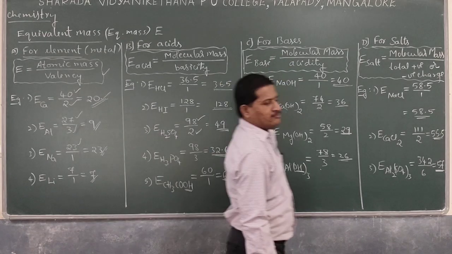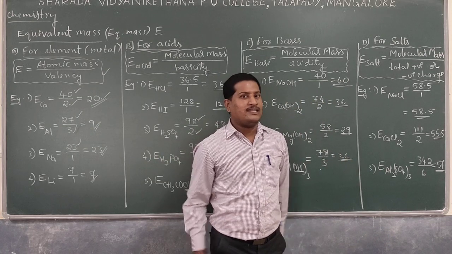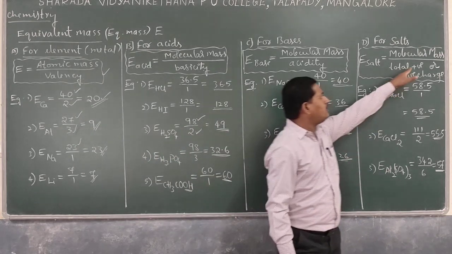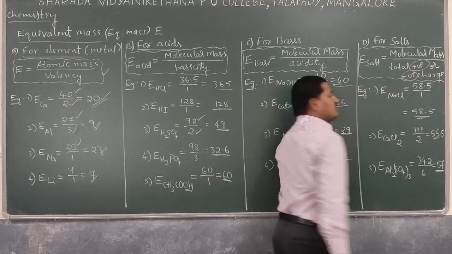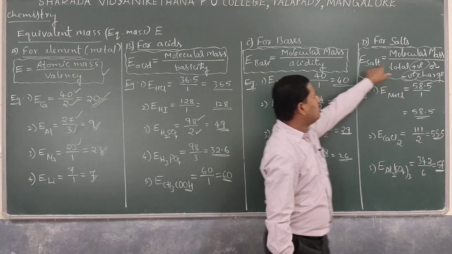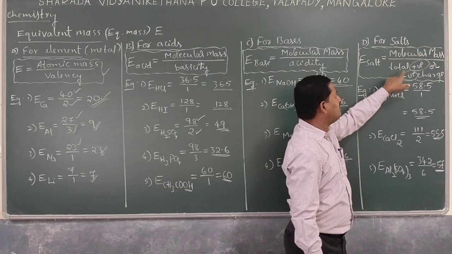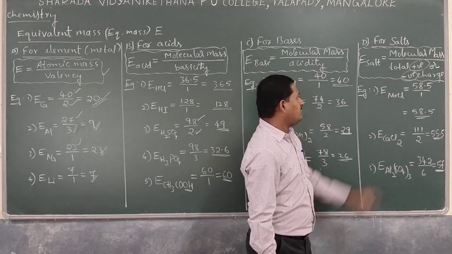Next comes salt. For salt, the number of replaceable hydrogens and acidity or basicity are not considered. There we have to look at the total positive charge or negative charge present in that species. So for salt, equivalent mass equals the molecular mass of that particular salt divided by the total positive charge or negative charge present. Now let us go with an example.